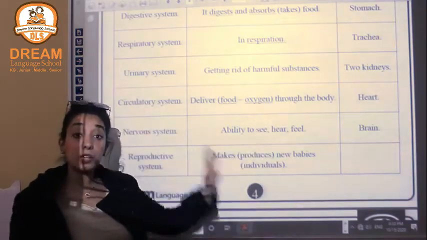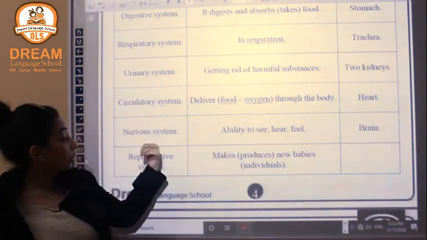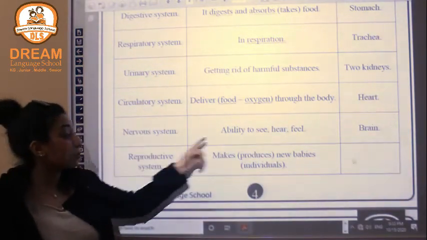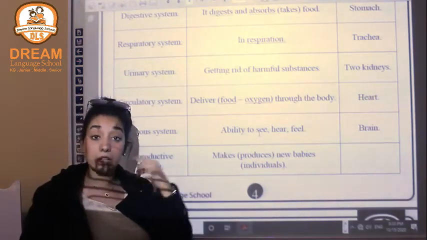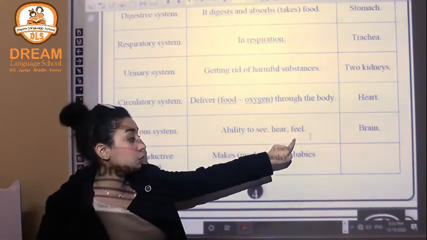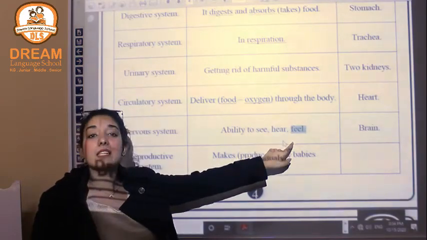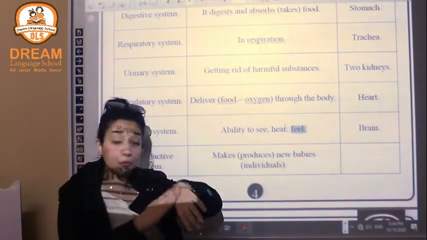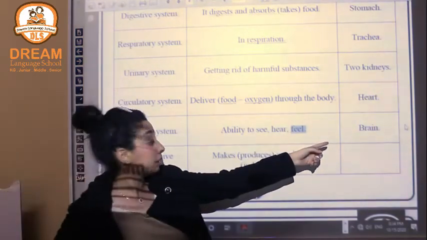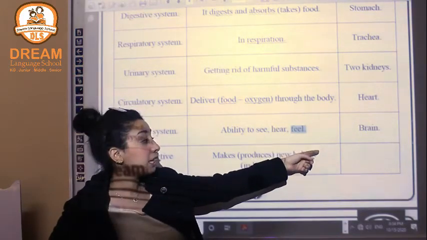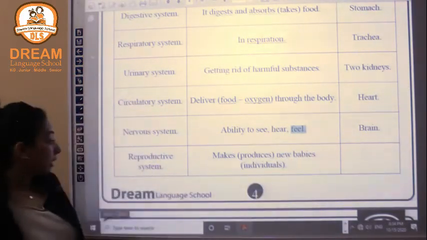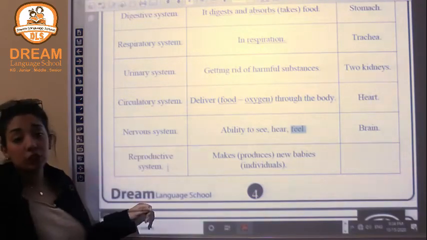What makes you see? What makes you hear? So the nervous system is the system responsible for seeing and hearing and feeling. He will tell you the word feel or sensation. The meaning of sensation is to feel. So what is the main organ responsible for the nervous system? It is the brain.